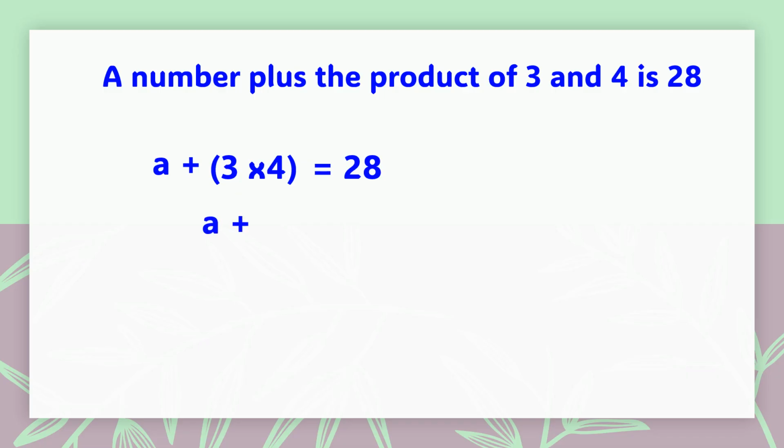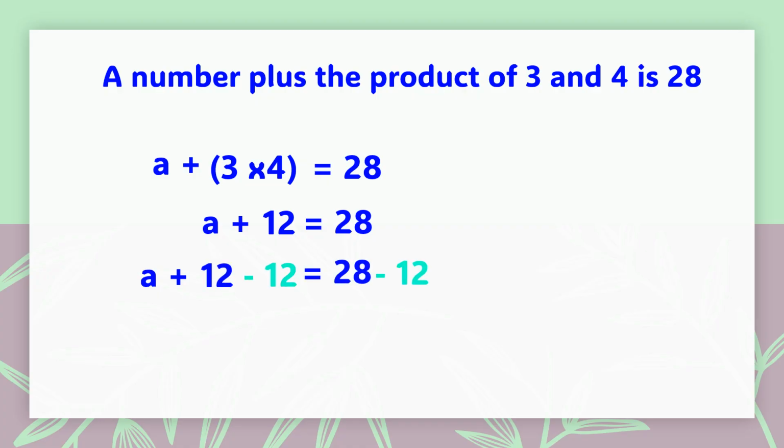A plus 3 into 4, that is 12, is equal to 28. Here plus 12 is the constant. We have to remove it. For that we have to apply the opposite operation for plus 12, that is minus 12, on both sides. So a plus 12 minus 12, 28 minus 12. Plus 12 and minus 12 get cancelled. A is equal to 16. 28 minus 12 is equal to 16.